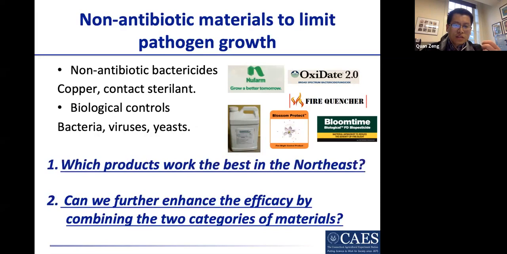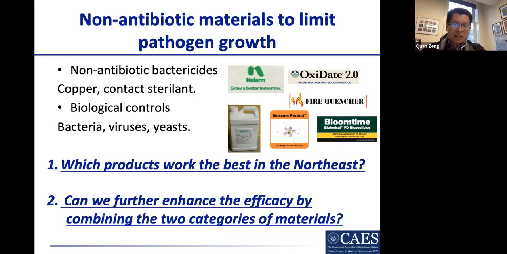Before I move on, it's also important to understand that those two categories of materials actually have different modes of action. The non-antibiotic bactericides can immediately suppress pathogen growth right after application. However, for the biological control materials, especially those with bacteria and yeast ingredients, you often have to allow 1 or 2 days for the material to propagate on the flowers, so then you will have the antimicrobial effect.